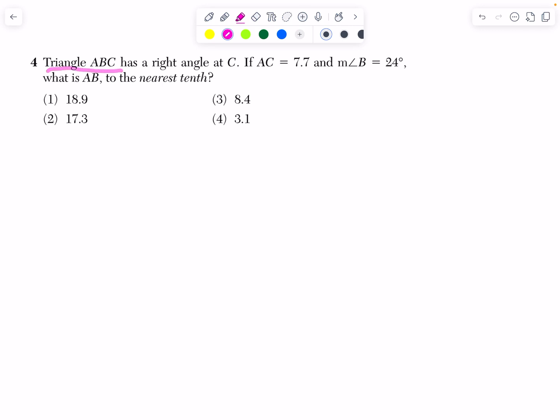Triangle ABC has a right angle at C. So we're going to draw a right triangle. And keep in mind that it says the right angle is at C. So here is C. That means the order for A and B really doesn't matter, as long as it's in some sort of circular manner.